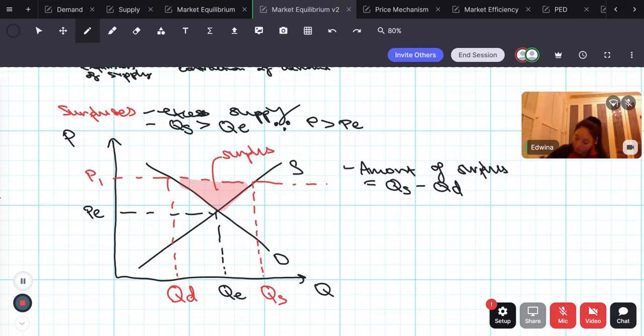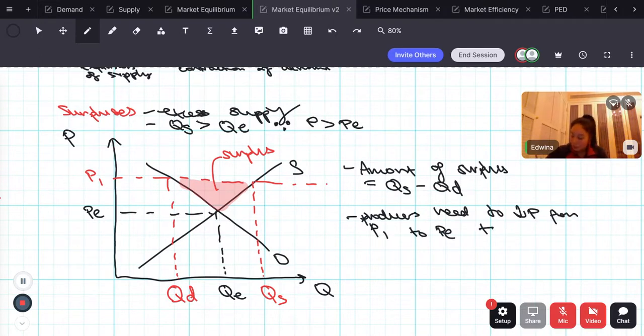And so what we need to do is producers need to lower the price from P1 to PE in order to lower QS. This is because if they do lower the price, they won't waste their resources, because right now they're creating so many goods that a lot of them aren't being purchased because the quantity demanded is only at QD, whereas the quantity supplied is at QS. And so they're producing way more than the market needs and what consumers want. And so they're wasting resources.